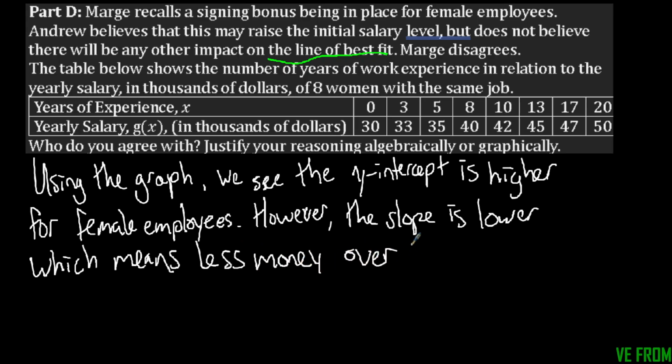Because if you look at just the last couple points, we had someone with 20 years of experience but only making $50,000. And so what that means is, it's going to change how our slope is going to be because you're earning less money over time. So even though the initial starting amount is higher, it just means less money over time.